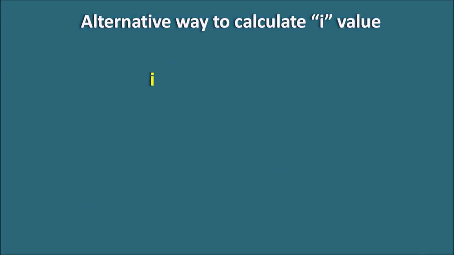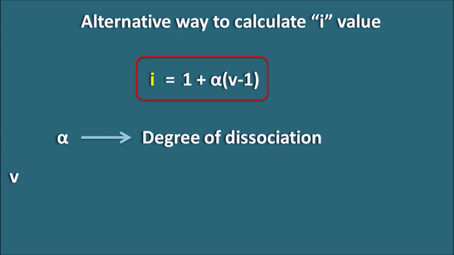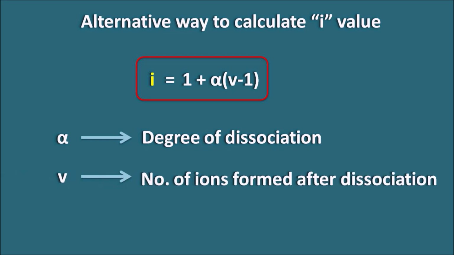The i can also be written by another equation: i is equal to 1 plus alpha into (v minus 1). So this is another equation we can use to calculate the Van 't Hoff factor. Here alpha is the degree of dissociation and v is the number of ions formed after dissociation. We should not confuse that v is not the total number of particles. v is simply the number of ions formed after dissociation. So here v is not considering the undissociated particles.